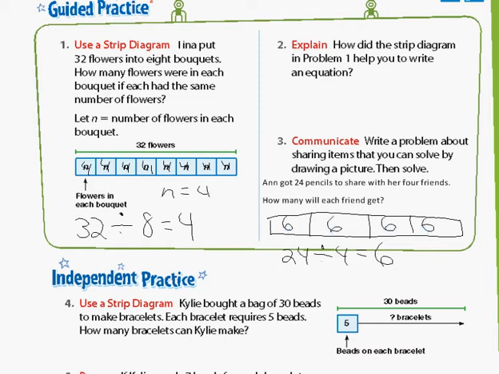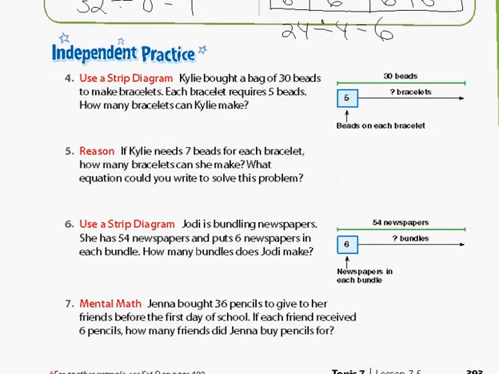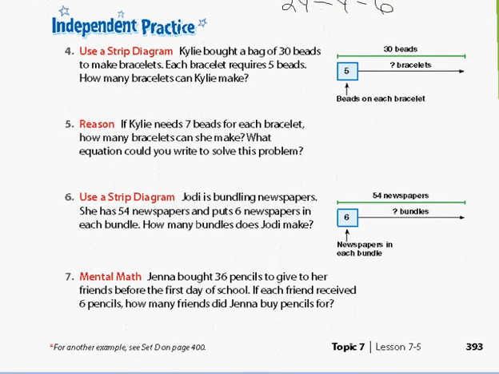Next problem. On the independent practice, we're going to look at the even problems. Kylie bought a bag of 30 beads to make bracelets. Each bracelet requires 5 beads. How many bracelets can Kylie make? My equation for that one is going to be 30 divided by 5. We know 5 times 6 equals 30, so she's going to be able to make 6 bracelets.